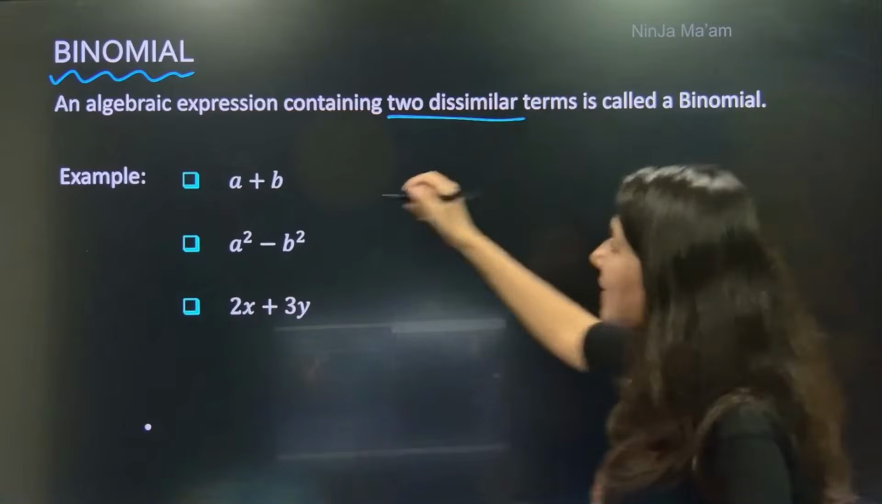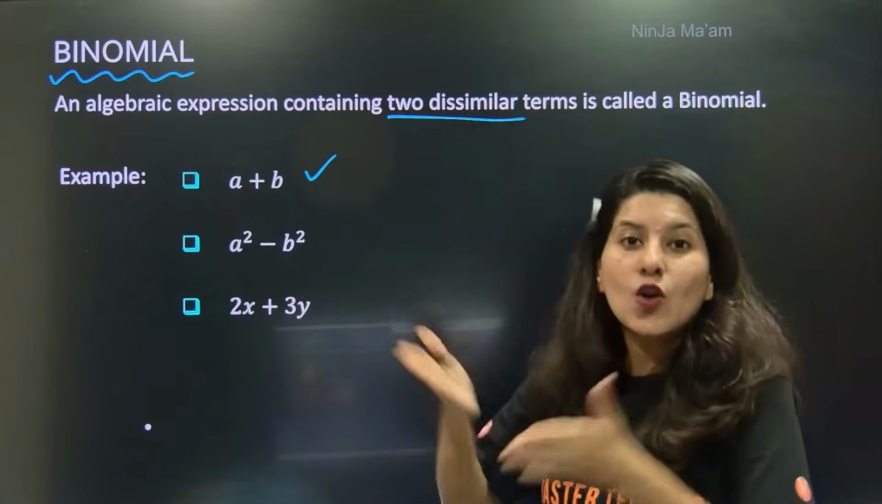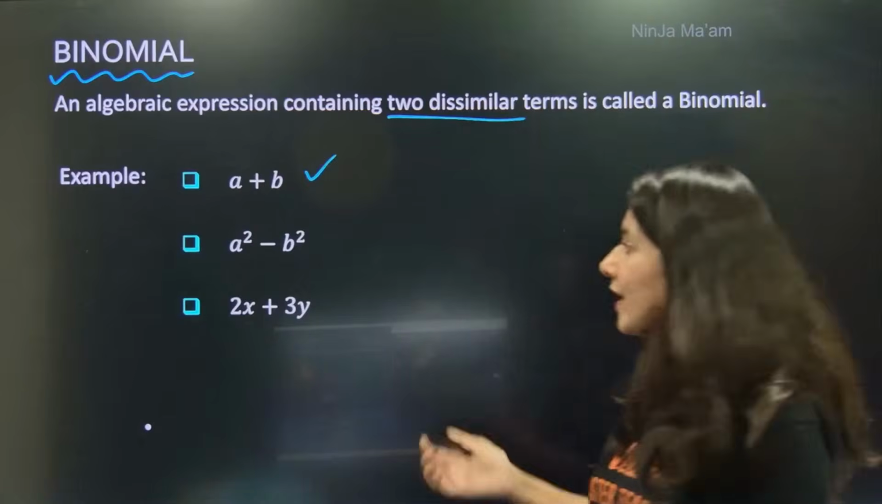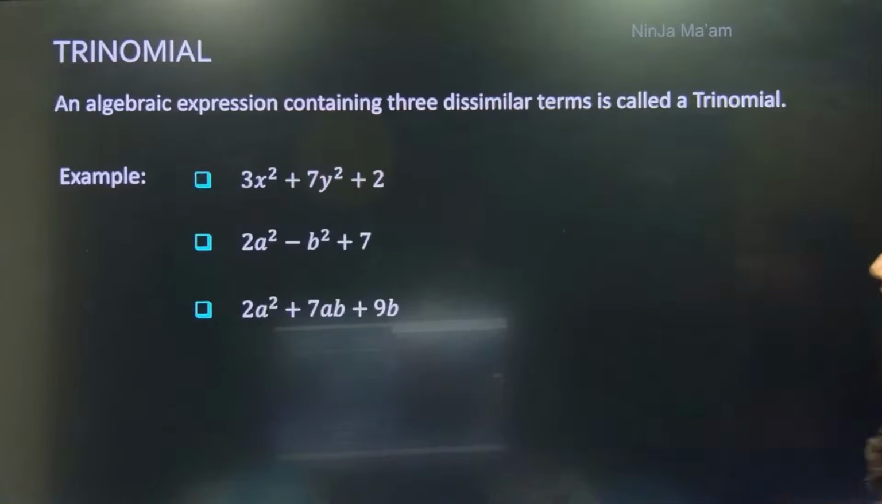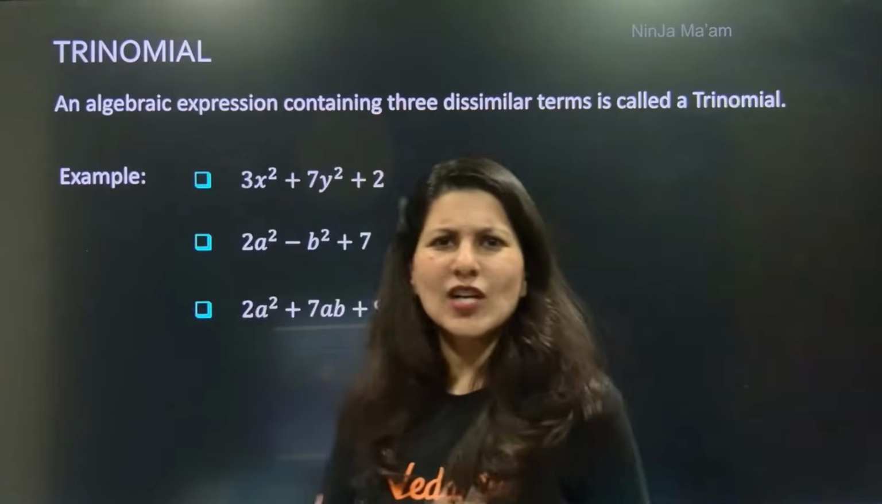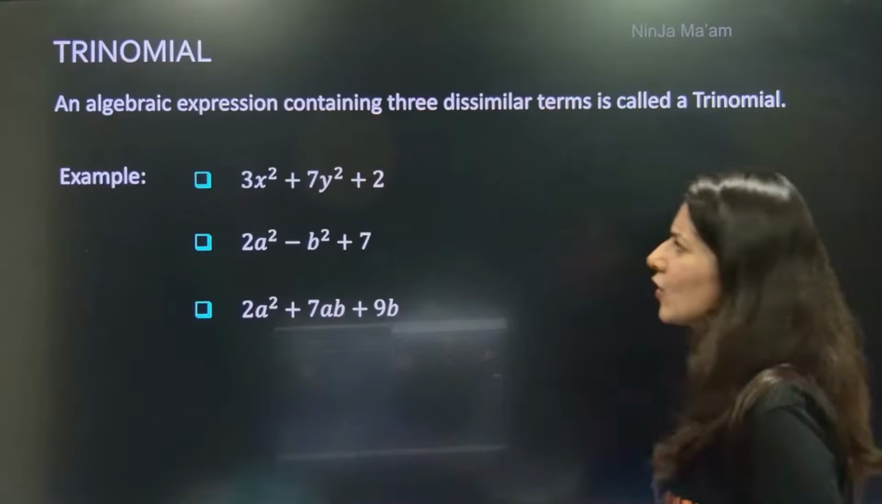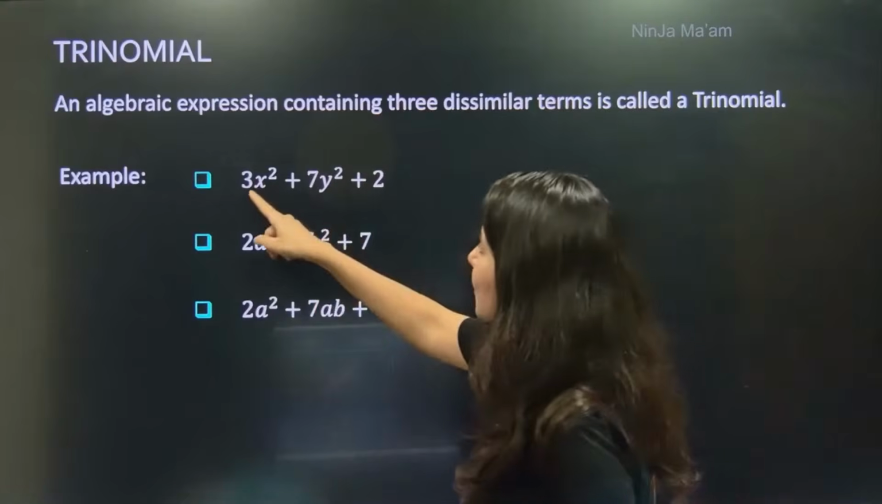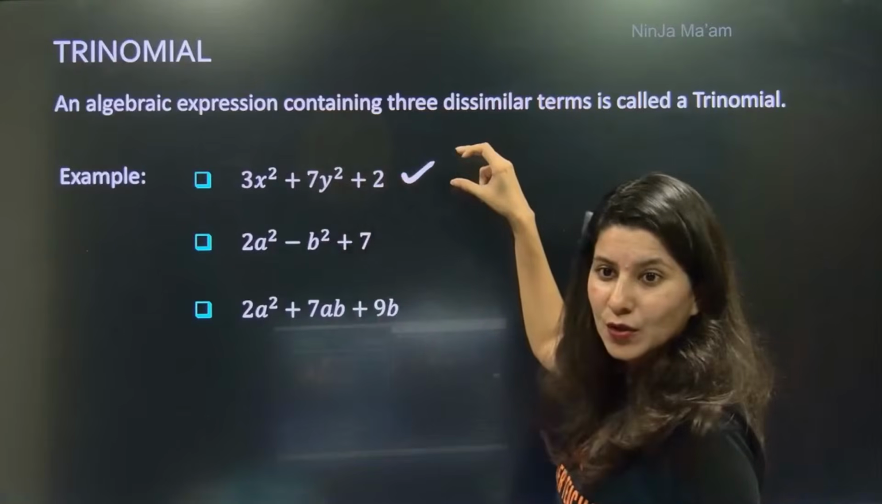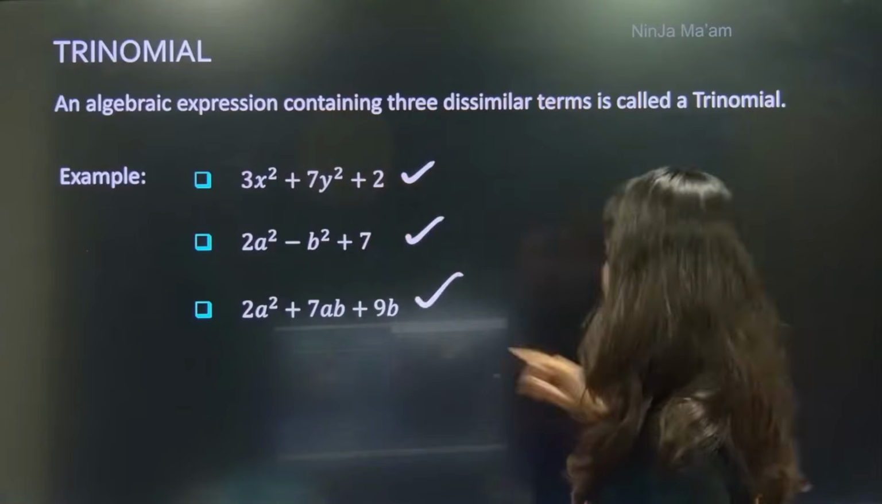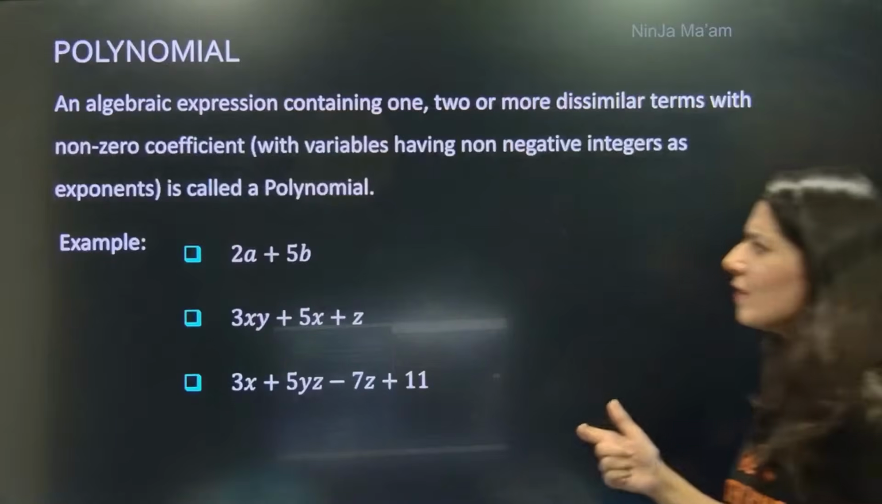That's why two dissimilar terms like a plus b, which cannot be added together. A square minus b square, 2x plus 3y. These are examples of binomial. Just like trinomial. What is a trinomial? 3 terms. So 3x square plus 7y square plus 2. Can you see? So this is a trinomial, 3 terms. I hope the definition of binomial is clear.